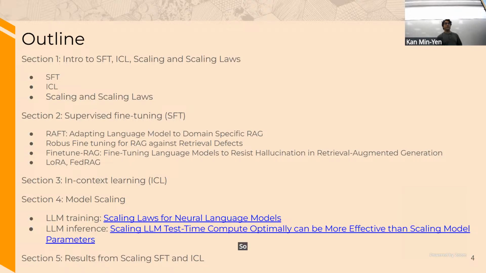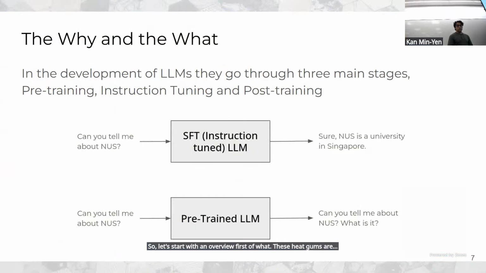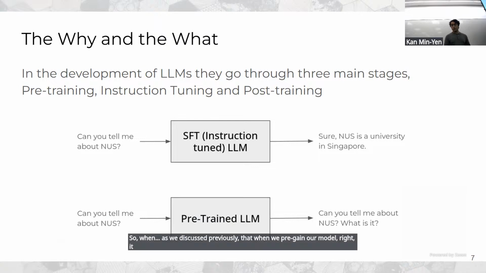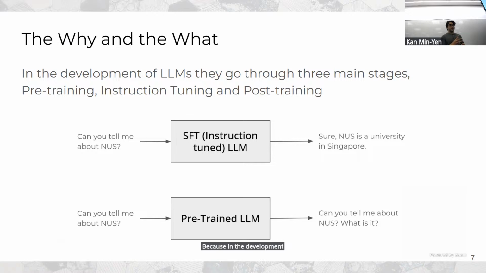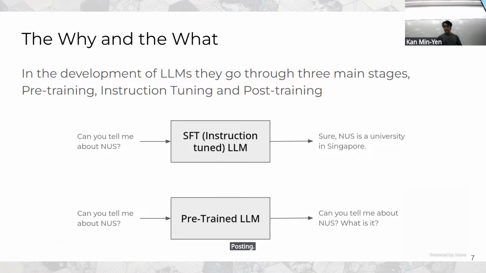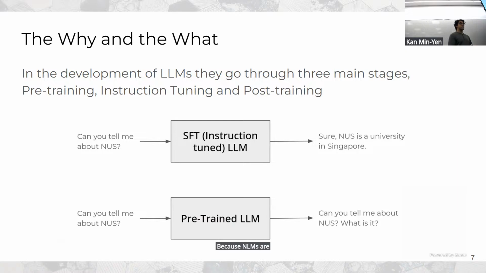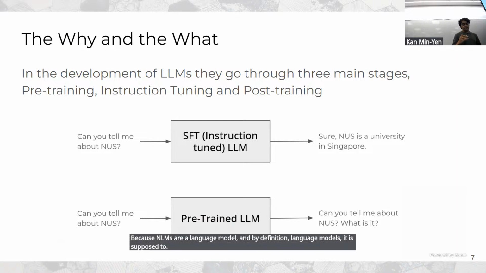So hello everyone, today's topic is SFT, ICL, and scaling laws. Let's start with an overview of what these three terms are. As we discussed previously, when we pre-train a model, it is essentially just a glorified autocomplete LLM, because the development of LLMs goes through three stages: pre-training, fine-tuning, and post-training. Now, let's dive into why we need two more stages after pre-training. Because LLMs are language models, and by definition they're just supposed to predict the next word.